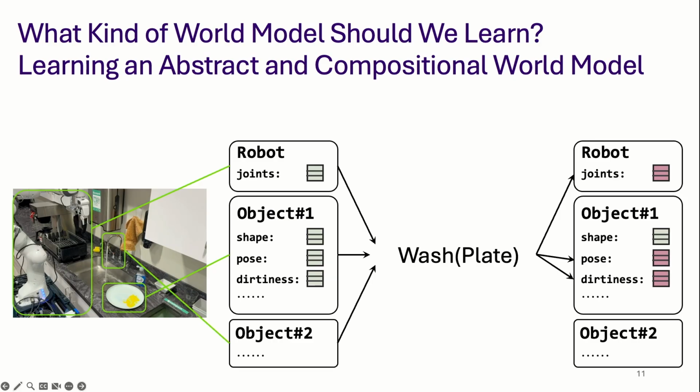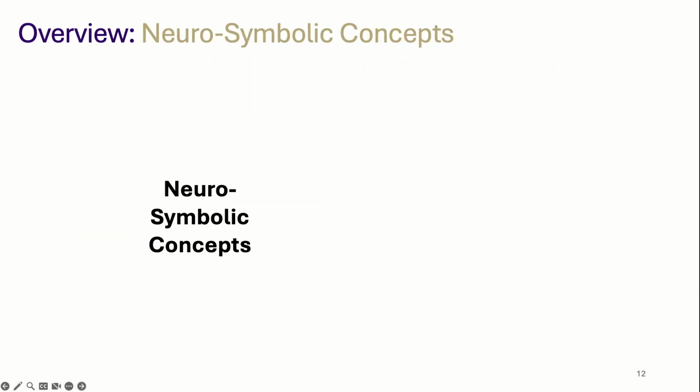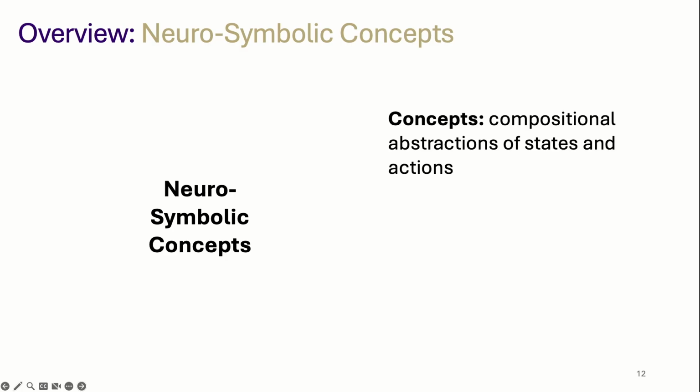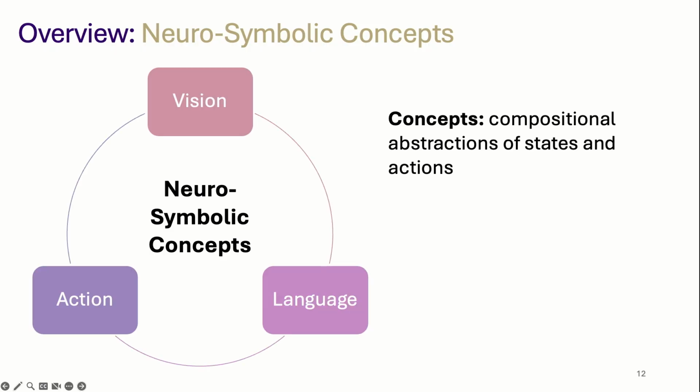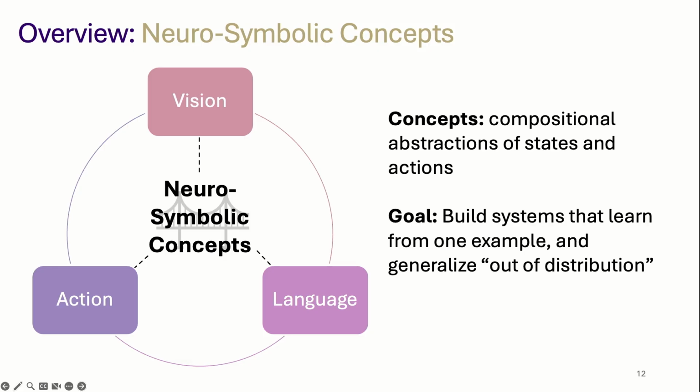So in today's talk, I'm going to tell you how we can build such a model using this framework, what I call neuro-symbolic concepts. I'm going to tell you exactly what I mean by neuro-symbolic concept in just a minute. But for now, think about these concepts as compositional abstractions over states and actions. They live in an abstract space. It's something you can see in vision, something you can talk about in language, and something you can act on. So it's really a representation that connects important areas in AI: vision, language, and robotics. And then the overall goal is to build systems that can do very efficient learning from one or very few examples and generalize out of distribution.